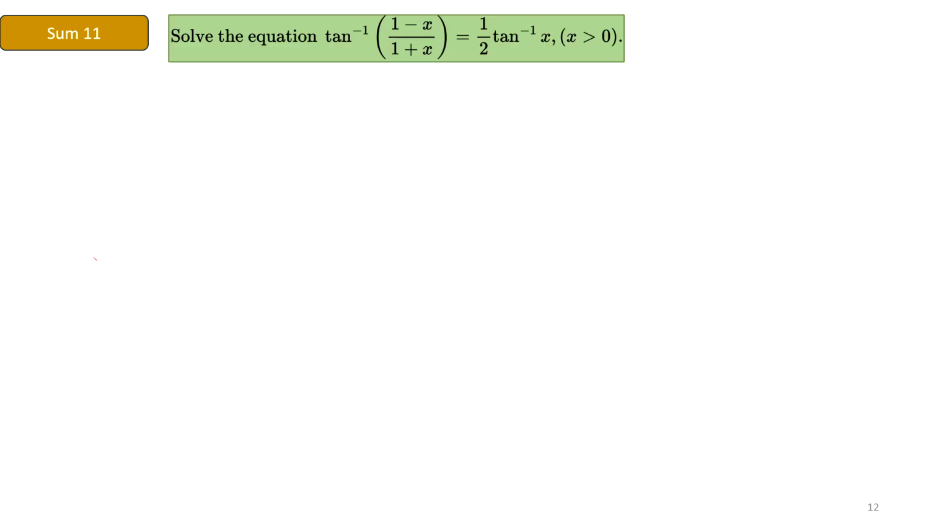Sum number 11. Solve the equation tangent inverse of 1 minus x by 1 plus x is equal to half of tangent inverse x. Replace x with tan theta. The LHS of the given equation becomes tan inverse of 1 minus theta by 1 plus theta. The RHS of the given equation becomes half of tan inverse tan theta.